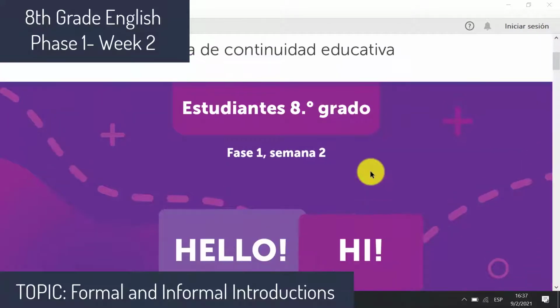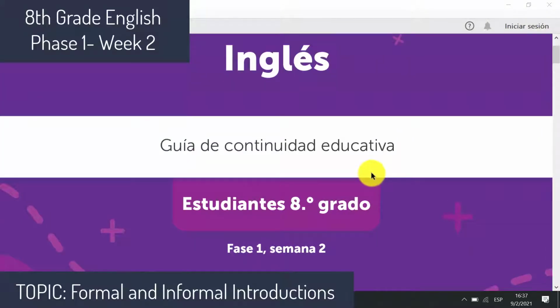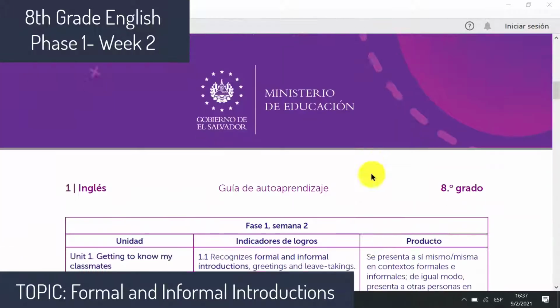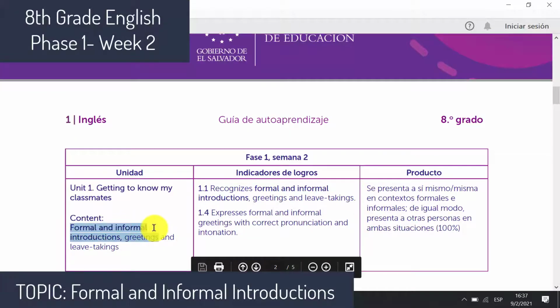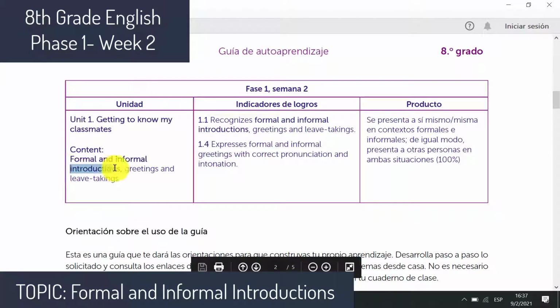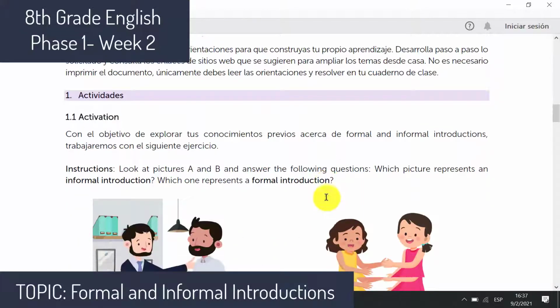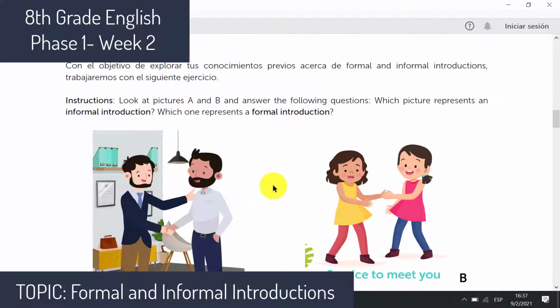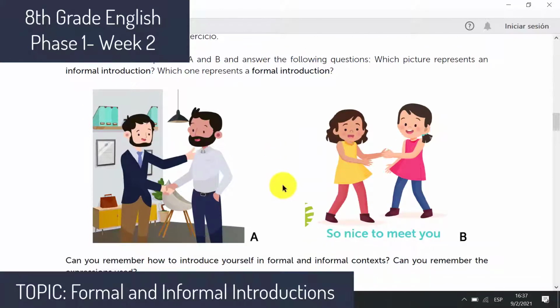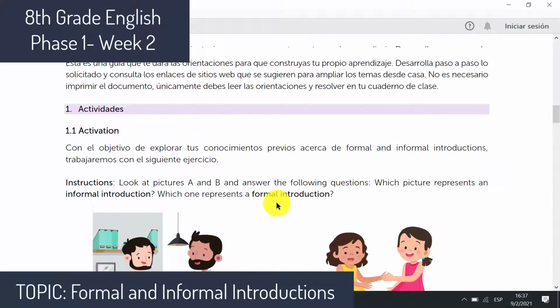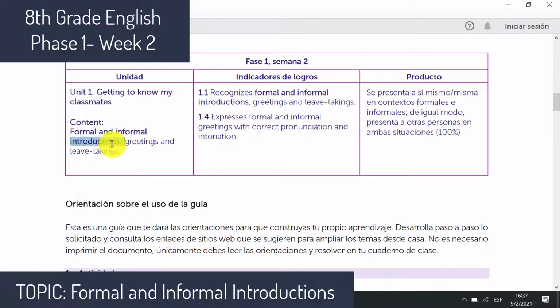Welcome to the English guide for 8th grade, okay? We are studying the topic formal and informal introductions, okay? Introduction is in Spanish presentaciones, yes? Presentaciones, when you first met someone, you introduce yourself, okay? Cuando primera vez que conoces a alguien, te presentas or introduce yourself. So today we are going to learn how to introduce ourselves in formal and informal way, okay? Vamos a ver cómo nos introducimos o nos presentamos en forma formal and informal.